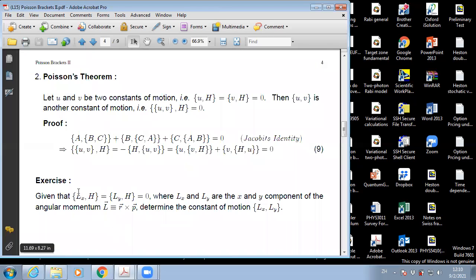Now, if Lx and Ly are both conserved quantities, according to Poisson's theorem, then the Poisson bracket between Lx and Ly is another conserved quantity. And we realize that the Poisson bracket between Lx and Ly is equal to Lz. So in other words, all three components are conserved quantities, all right?